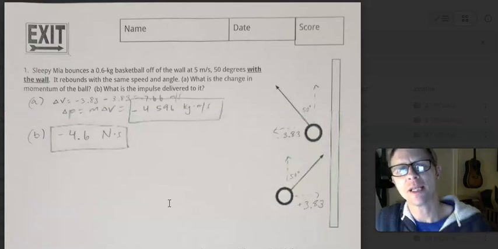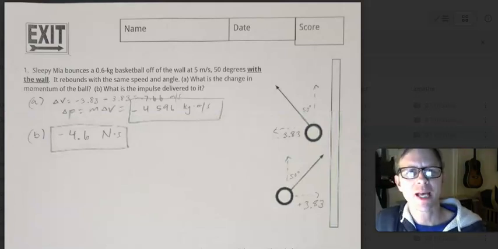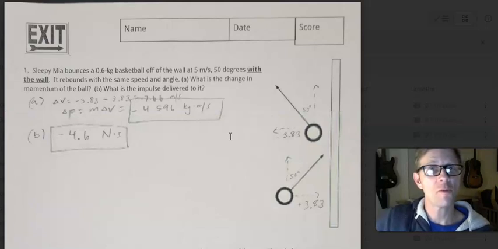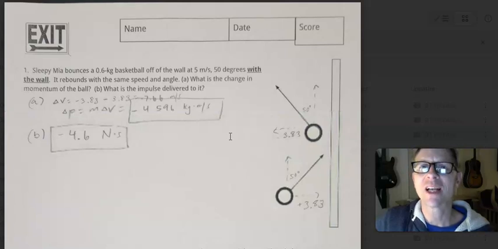We have a situation. We have an exit ticket from class that involves a bouncing ball, this time off a wall. I think the example given originally was off of a floor. And the trick here is to think in terms of components and understand how impulse and momentum relate.